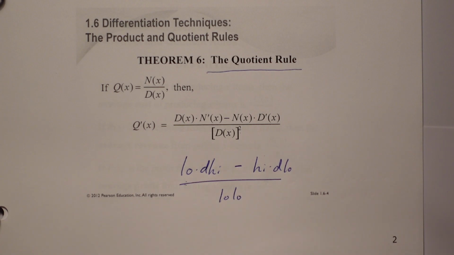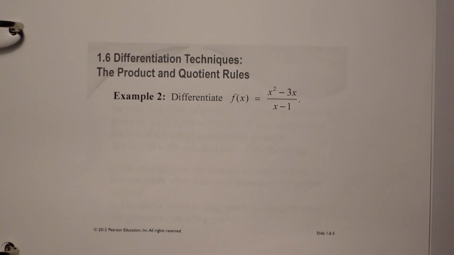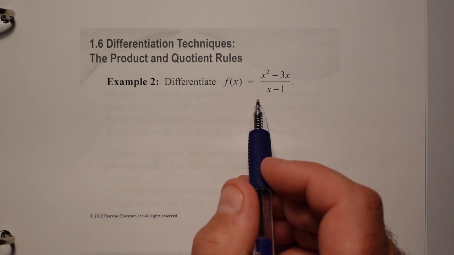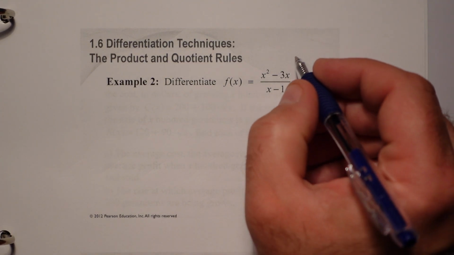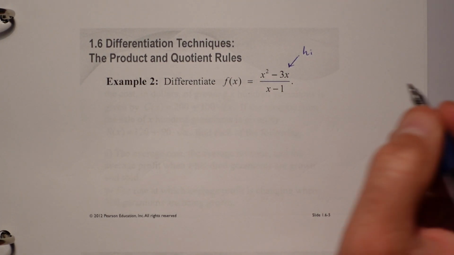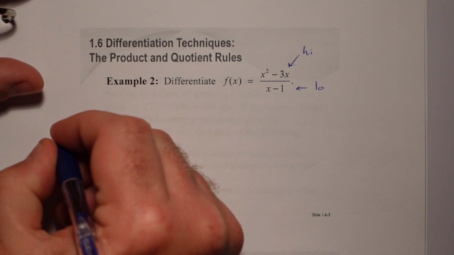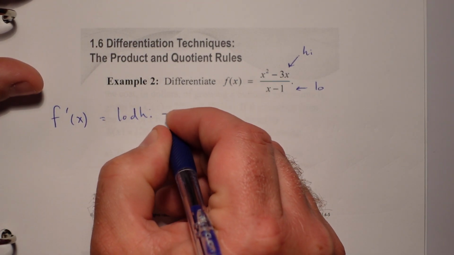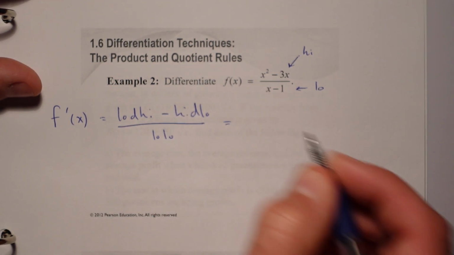So let's see exactly how this works with example 2. So I'm going to move over to the top of page 3. Example 2 tells us to differentiate the function f of x, which is equal to x squared minus 3x over x minus 1. Again, you want to think of this as your high function and your low function, numerator and denominator. So this overall derivative, f prime of x, is equal to low d high minus high d low all over low low.